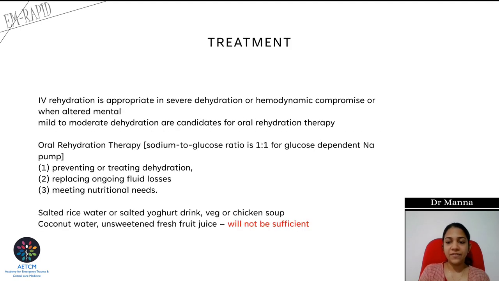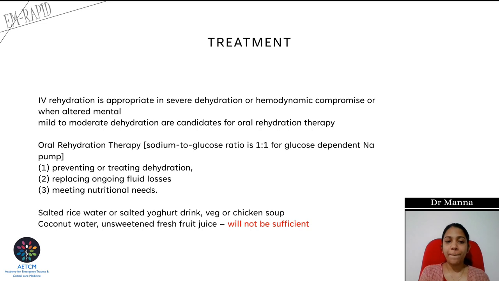So investigation as such is not indicated. Our role in acute diarrheal disease is to correct dehydration. So how to correct dehydration? Usually we will prefer oral rehydration, and IV is only indicated if the child is lethargic, that means in severe dehydration, and if the child is having some hemodynamic compromise or alteration and is not able to drink water.